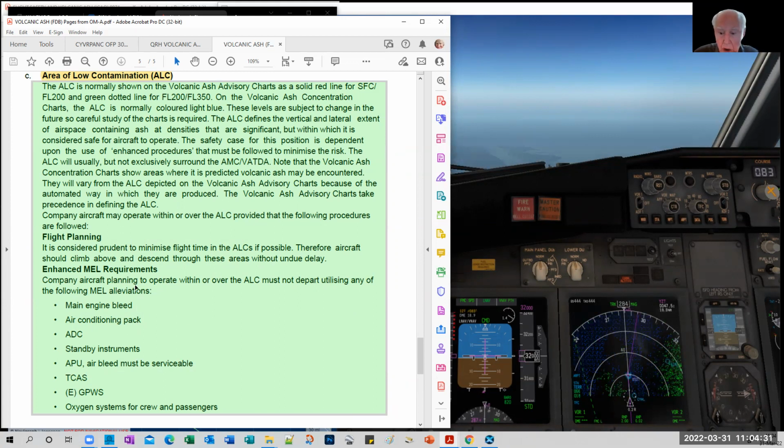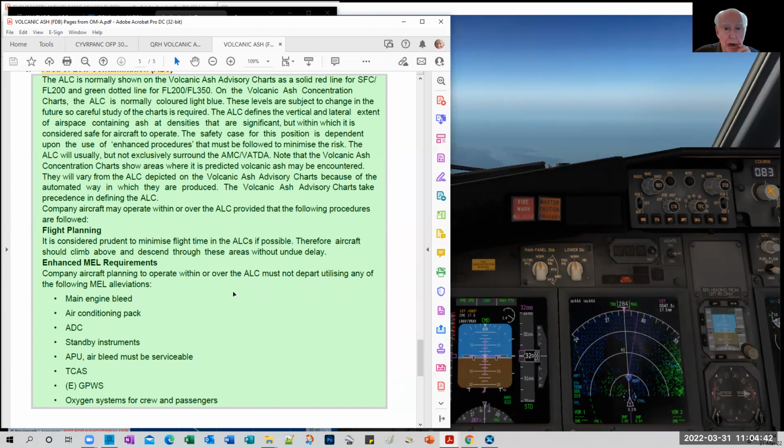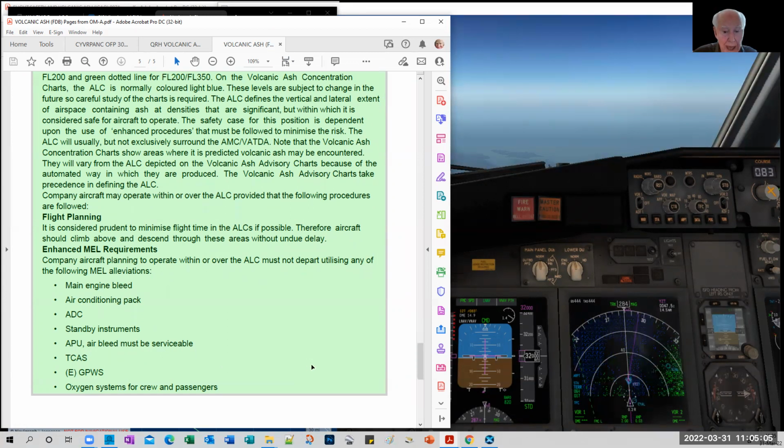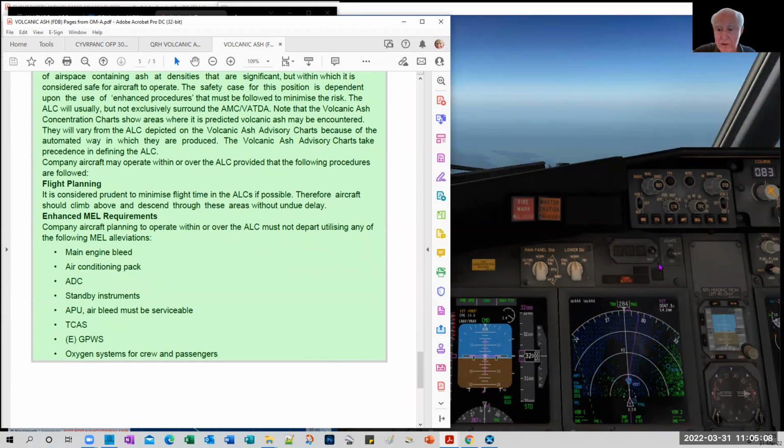Company aircraft planning to operate within or over the ELC must not depart utilizing any of the following allowances. This is one particular company's MEL requirements, and you'll find that most companies, if not all, would have the same. Main engine blades have to be operating. Air conditioning packs must be operating. All of this is operative requirements. Their data computer, standby instruments, APU, and bleed must be serviceable. TCAS, GPWS, and oxygen system for crew and passengers, most certainly, as we have just seen here.